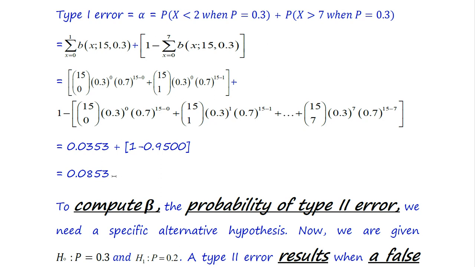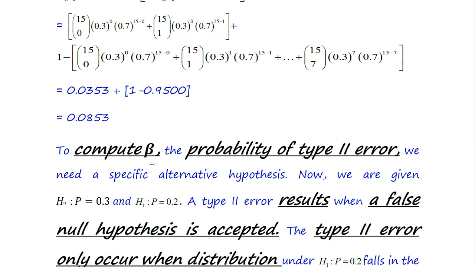As you know, the level of confidence is 1 minus alpha, and if we calculate 1 minus alpha, so 92% is the chance of not committing type first error.